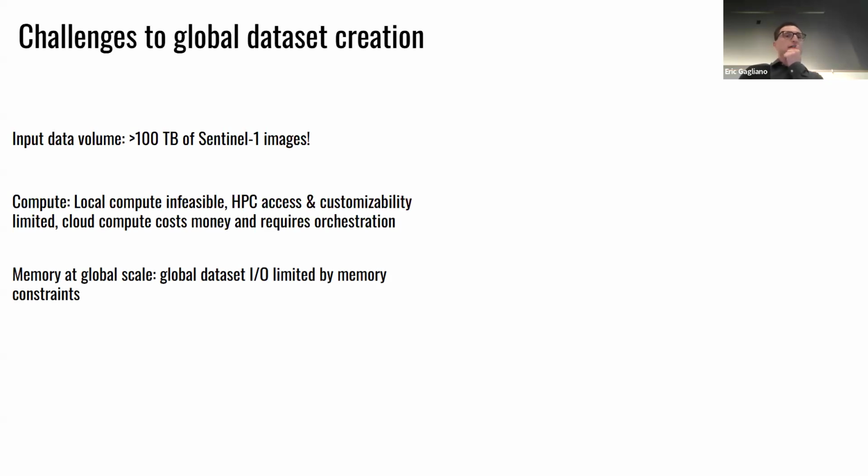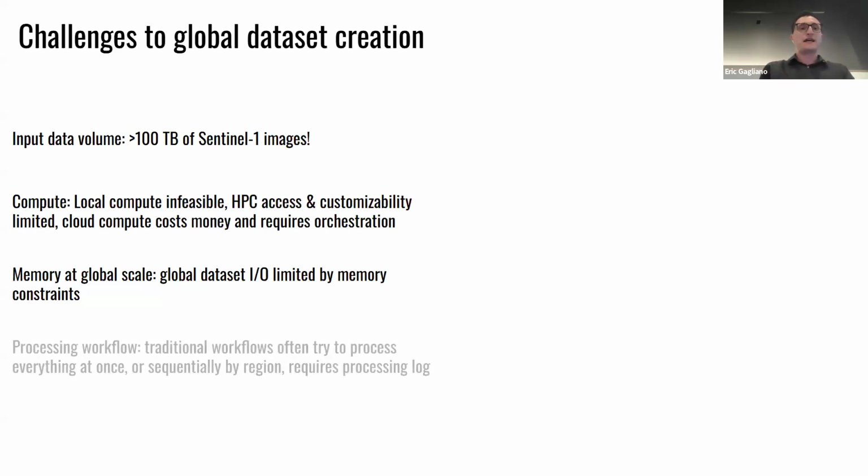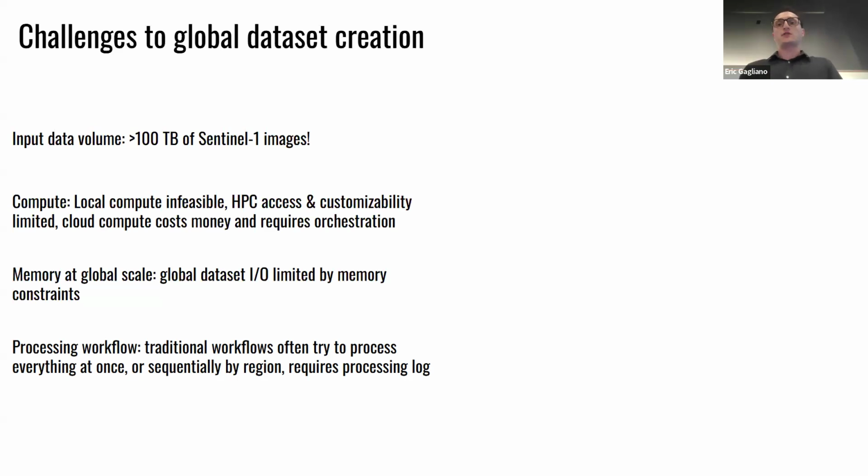Other concerns are memory at global scale. If you've ever accidentally tried to load some really, really large data set on your computer and your computer crashes, that's something that we have to deal with when working with large data sets. And on top of that, traditional pipelines tend to be sequential. So even if you are distributed, you are still doing things relatively sequentially, one tile at a time, one small region at a time.